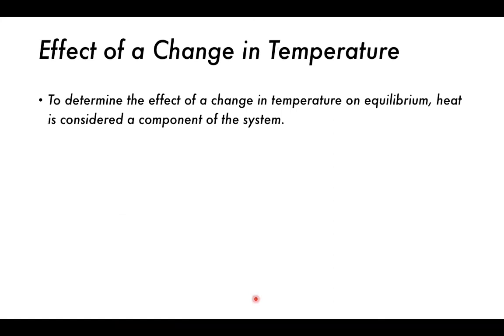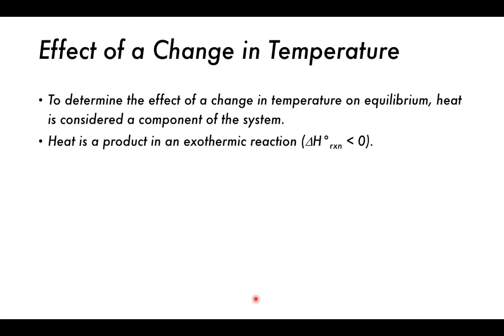The effects of a change in temperature. So to determine the effect of a change in temperature at equilibrium, heat is considered a component of the system. So it's not added to either side, depending on which side produces it. So heat is a product of an exothermic reaction. So the heat of reaction is going to be less than 0.